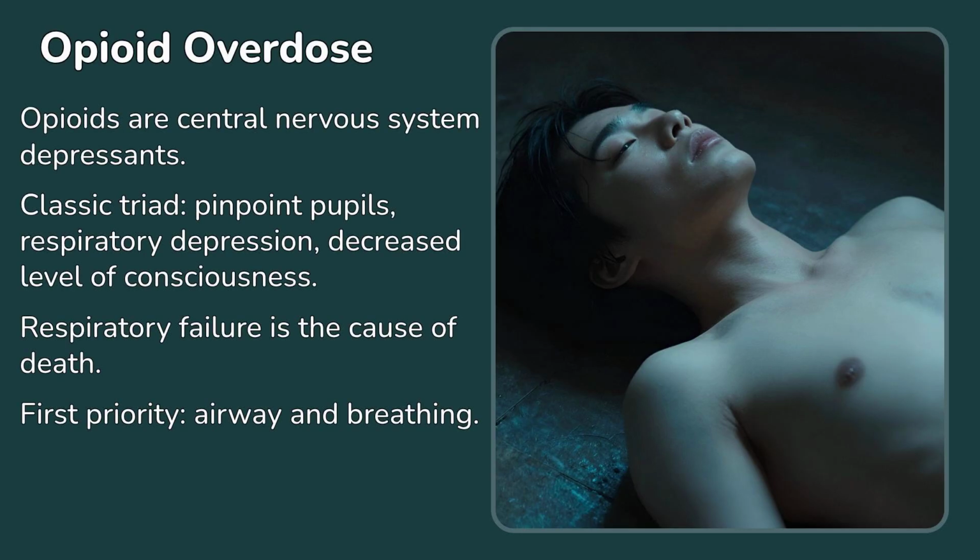Opioids are central nervous system depressants. They slow everything down. When someone is intoxicated with opioids, the most important system affected is the respiratory system. Classic signs of opioid intoxication include slowed respirations, decreased level of consciousness, and pinpoint pupils. You may also see hypotension, bradycardia, slurred speech, and cyanosis in severe cases. The most dangerous complication is respiratory depression. If respirations drop below 8 to 10 breaths per minute, this is a medical emergency.